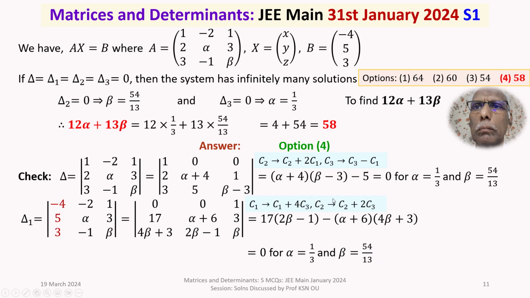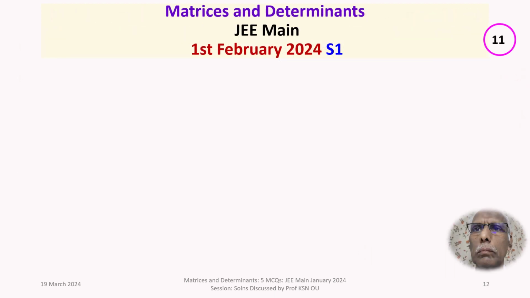So that's the answer. So delta is equal to delta 1 is equal to delta 2 is equal to delta 3 is equal to 0, and the values of alpha, beta, we got it, and thereby we will get the infinitely many solutions, and we have computed 12 alpha plus 13 beta. We got the answer 58, and the answer is option 4. So that is the discussion, and we move on to the next question.